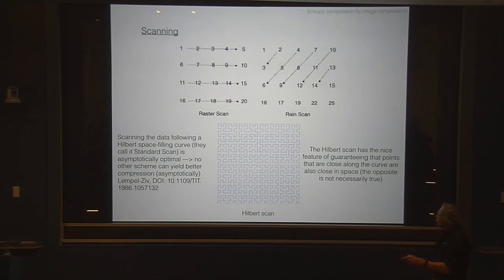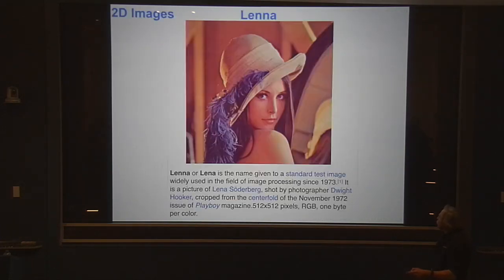Wait a second, am I going the right way? Oh, yeah. So these are pretty good, but they're not exact, okay? Of course, the bigger the system you make, the closer you get. Here's Lena again. That's up there because that's a two-dimensional image. So far I've talked about one dimension. The question is how you make your string to compress.